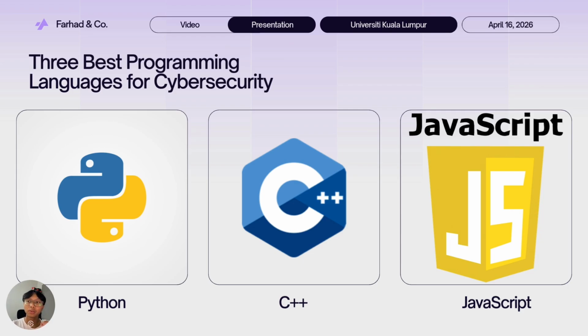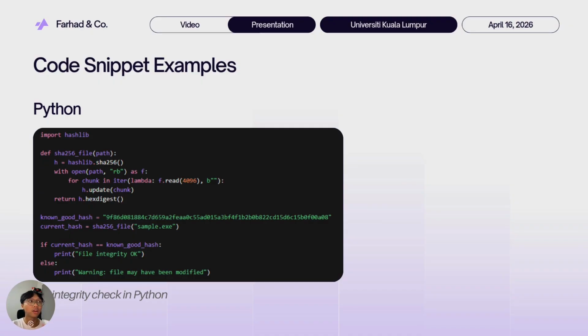JavaScript is mainly used in cybersecurity because, as you may know, today's digital activity happens on the web. So websites, browsers, and APIs all rely on JavaScript. So because of this, JavaScript is very useful in terms of web security, such as detecting suspicious links, analyzing browser behavior, and many more. Next, we will be presenting our code snippet examples for each of the languages.